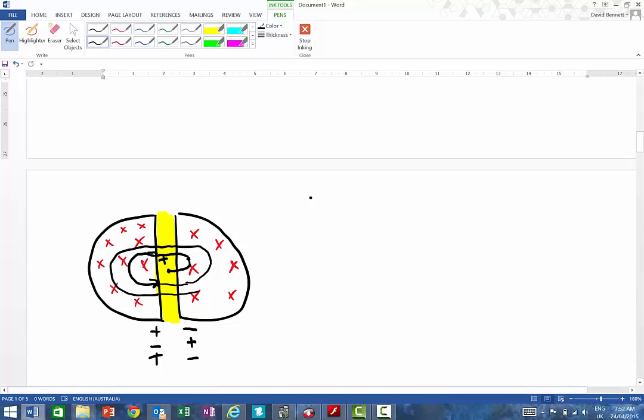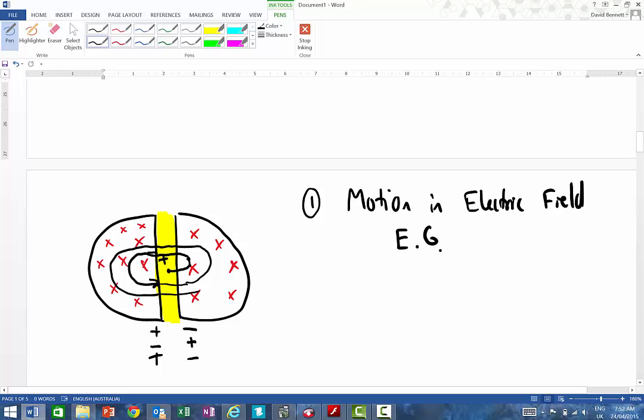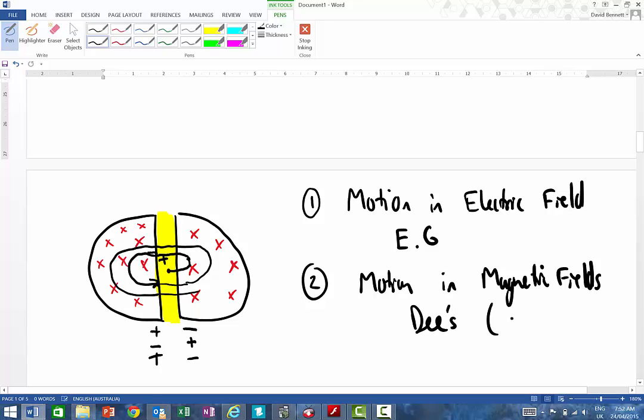The first thing that we'll have is the motion in electric fields, and that is basically the electron gun. It's the potential difference that you put across the D's that causes the charged particle to pick up its velocity. The second motion that we're looking at here is the motion of charged particles in magnetic fields. That's what we're looking at when we're talking about the D's. In the D's we're using the right hand palm rule to work out the direction of that charged particle. Hopefully that makes sense to you.